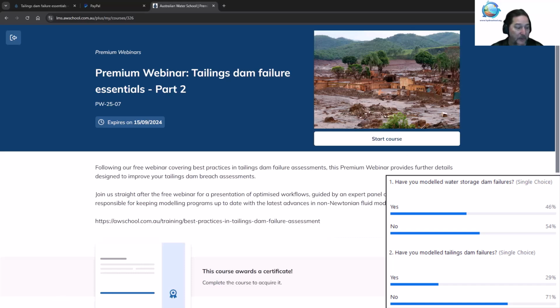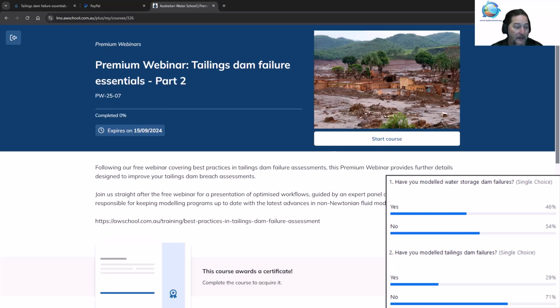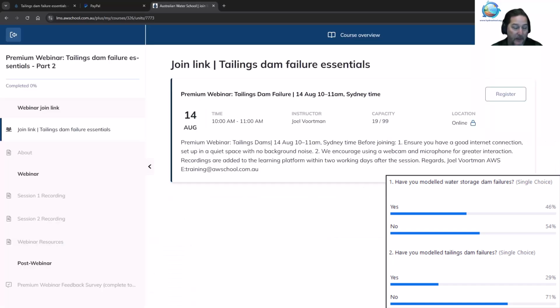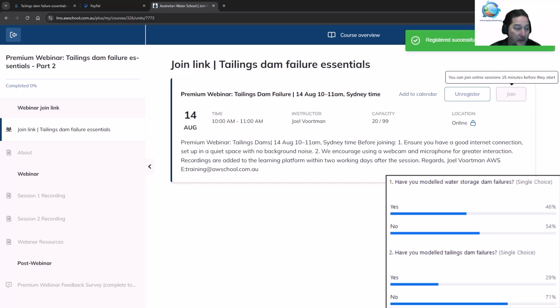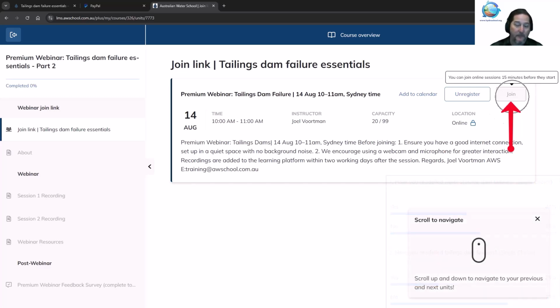It looks like we're split about 50-50 in terms of those attendees out of the roughly 1,000 who have registered here. We've got, I think, a statistically relevant segment here that have answered the poll, and about half of those have modeled water storage dam failures, and only about a third have modeled tailings dam failures. So let's see if we can up that a little bit going forward.